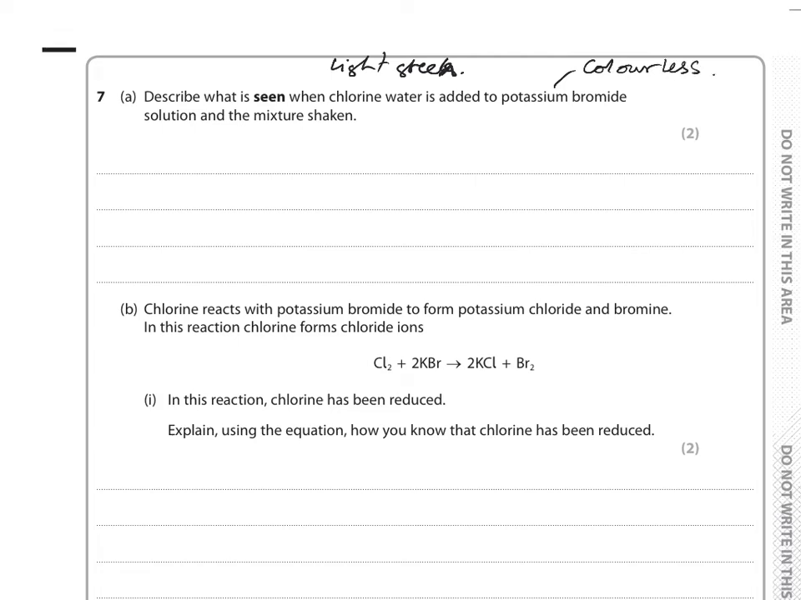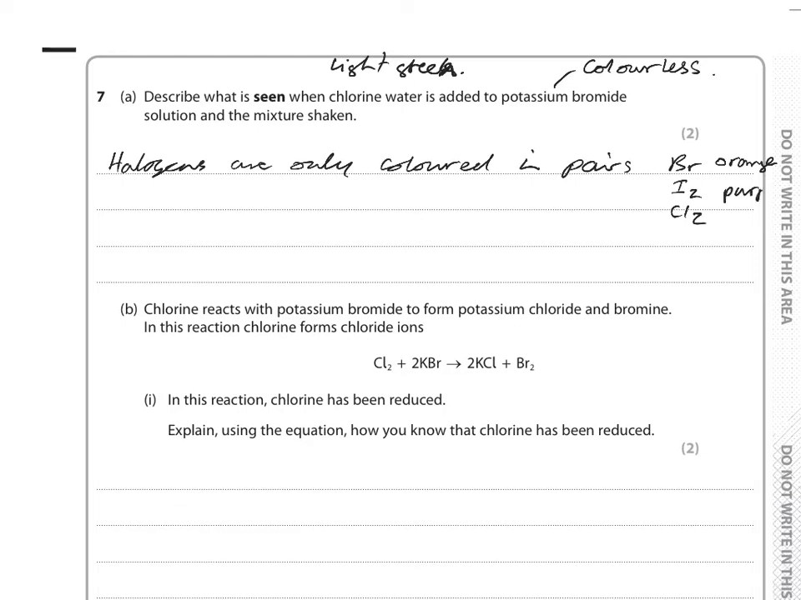Now, the rule there is that the halogens are only coloured when they go in pairs, when they go around in pairs. So Br2, I2, Cl2 all have a colour associated with them: orange, purple, green. But that's only when they are the halogens. When they're a halide ion, so bromide there is colourless. So sodium chloride, salt, will be colourless.